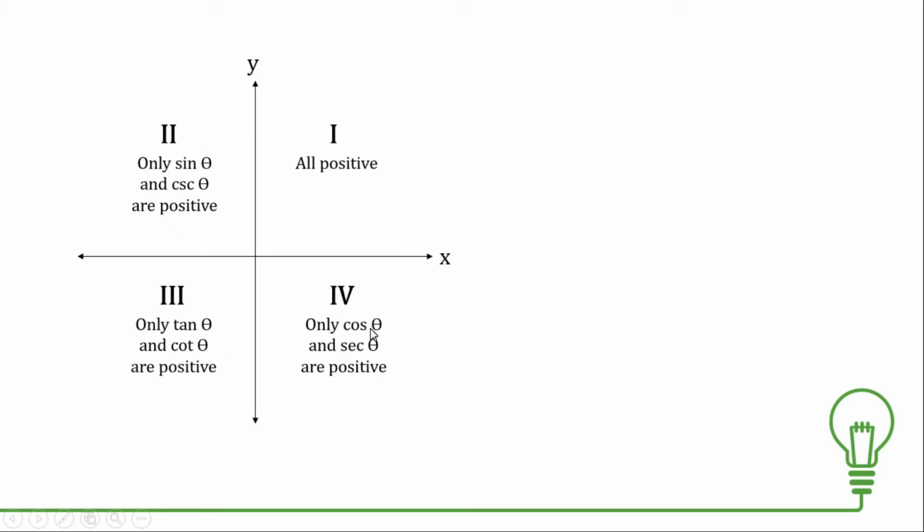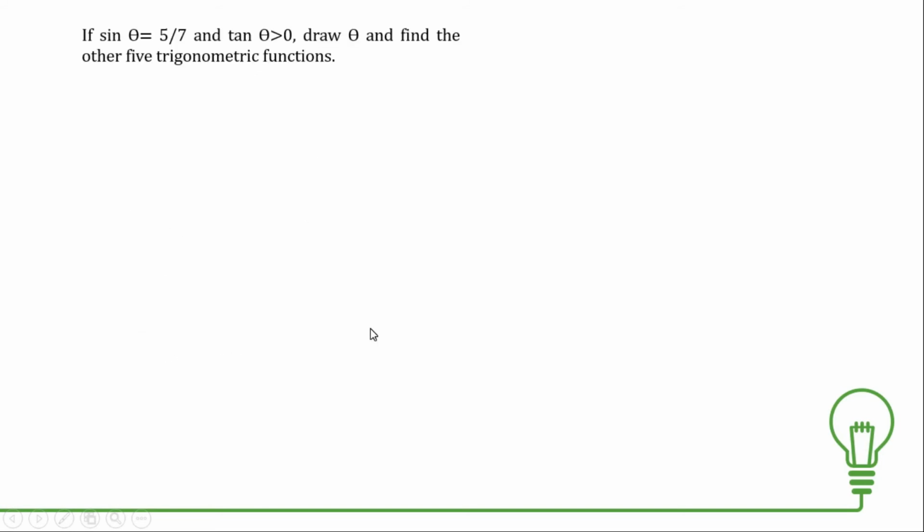Okay, so let us have another problem. It says here that if sine theta is 5/7 and tangent theta is greater than 0, draw theta and find the other 5 trigonometric functions. So it is somewhat complicated, but let us digest each and every condition on the problem.